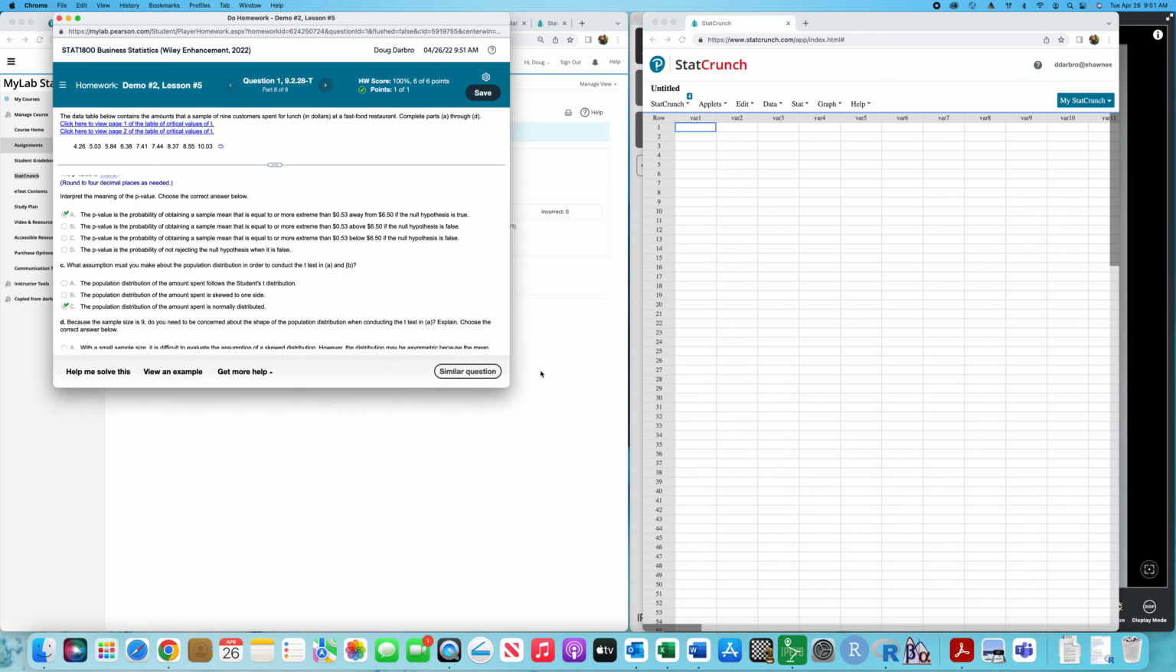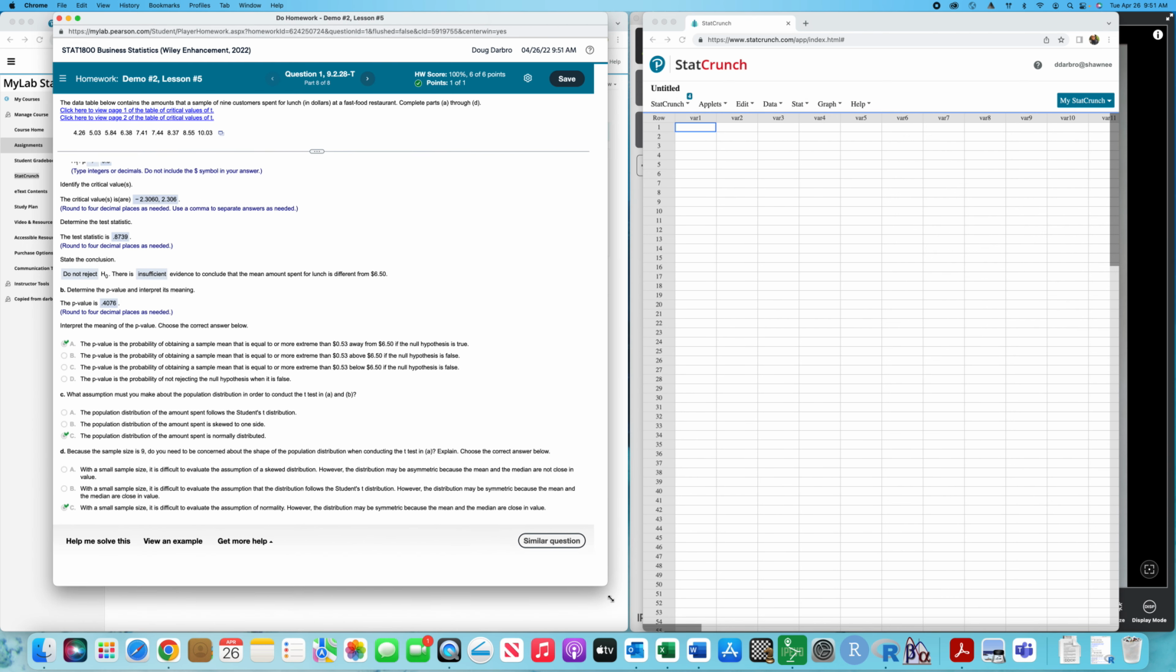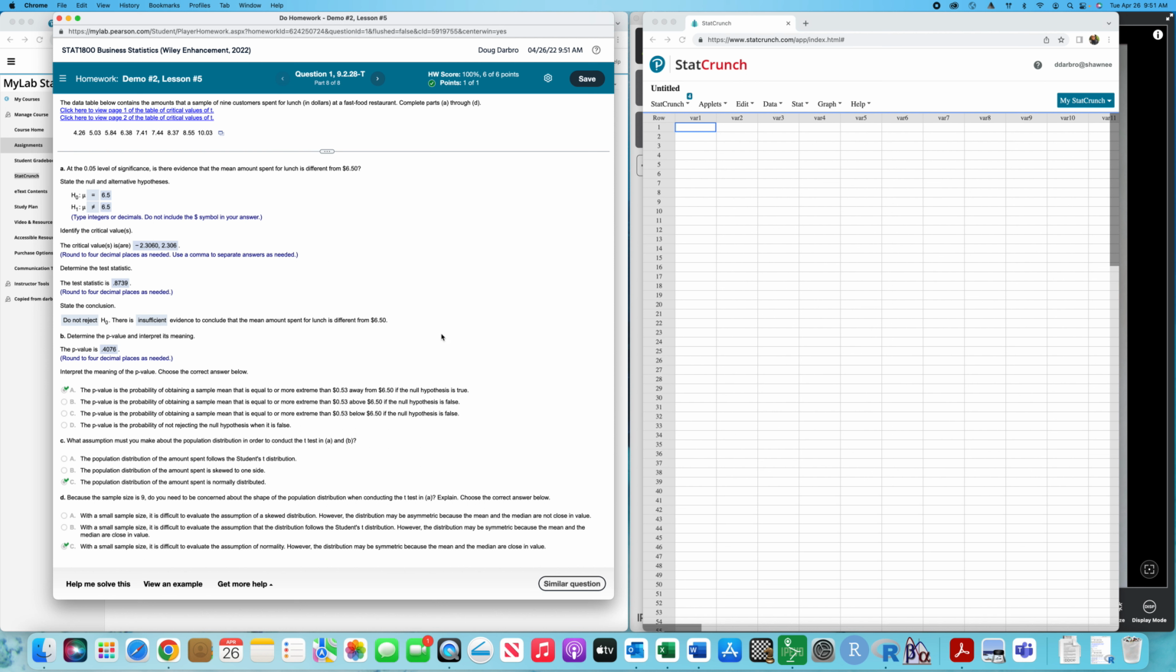It's been a while since I've worked this, so I don't remember them. So the data table below contains the amount a sample of 9 customers spent for lunch at a fast food restaurant. So at a 0.05 level of significance, is there evidence that the mean amount for lunch is different than $6.50?